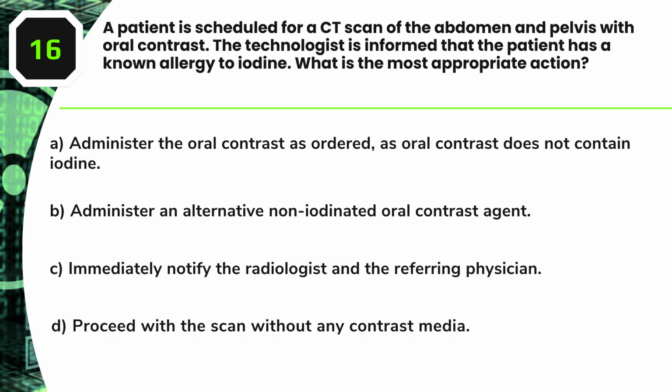Question 16. A patient is scheduled for a CT scan of the abdomen and pelvis with oral contrast. The technologist is informed that the patient has a known allergy to iodine. What is the most appropriate action? A. Administer the oral contrast as ordered, as oral contrast does not contain iodine. B. Administer an alternative non-iodinated oral contrast agent. C. Immediately notify the radiologist and the referring physician. D. Proceed with the scan without any contrast media.